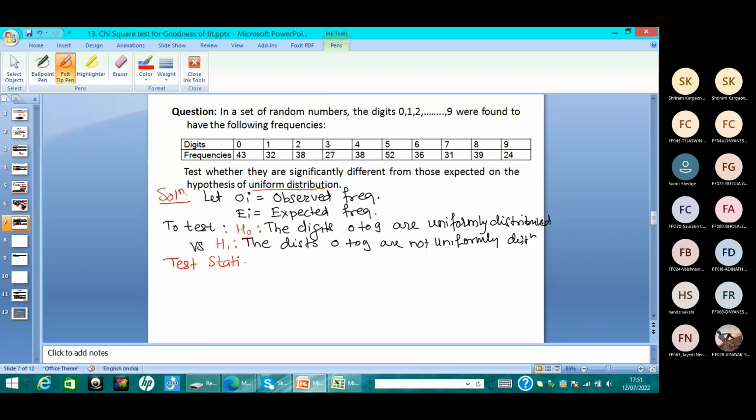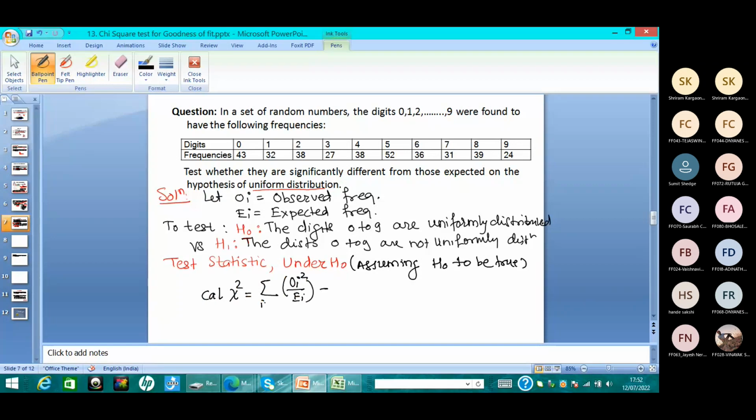Now we'll write the next thing, the test statistic. Steps are fixed, they are never changing, only slight changes. Under H naught, what do you mean by that? Again I'm telling you, assuming H0 to be true, you always proceed with this, because if you don't assume it, at some end you have to assume something, either accept it as true or as false, then only can you proceed, because these are all assumptions. So the test statistic under H0 means assuming H0 to be true. What is the formula? Calculated value of chi-square equals summation OI square upon EI minus n, with i varying from 1 to n. This will follow a chi-square distribution with n minus 1 degrees of freedom.